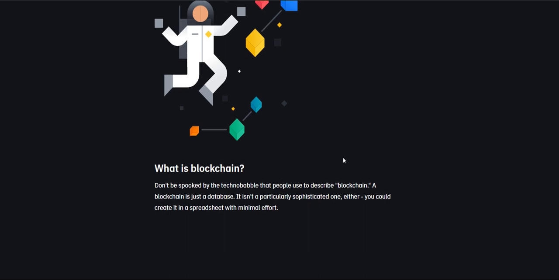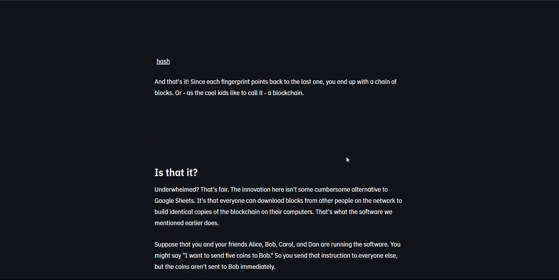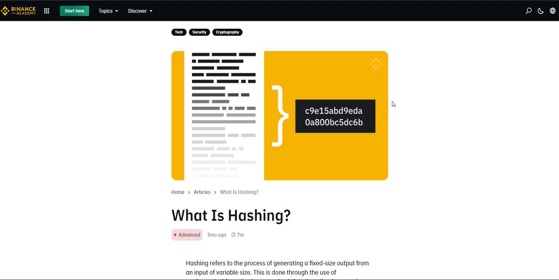What is blockchain? Don't be spooked by the technobabble that people use to describe a blockchain. A blockchain is just a database. It isn't a particularly sophisticated one either. You could create it in a spreadsheet with minimal effort, and that's it. Since each fingerprint points to the last one, you'll end up with a chain of blocks, or as the cool kids call it. Now, when they're talking about a fingerprint, they're talking about hash.